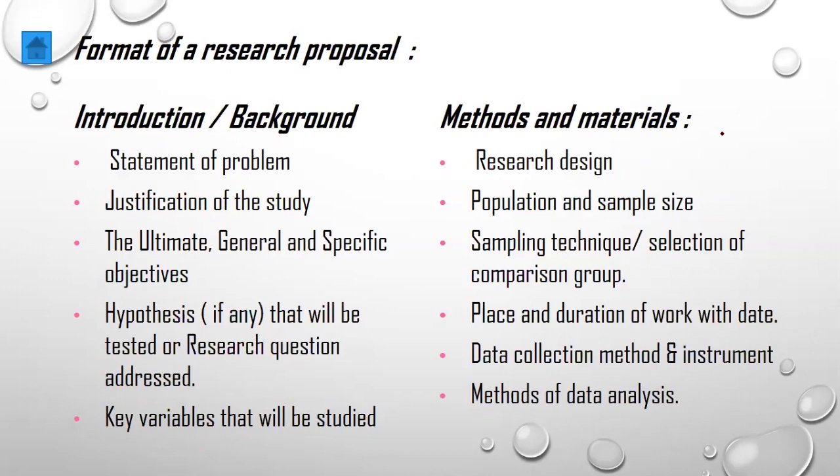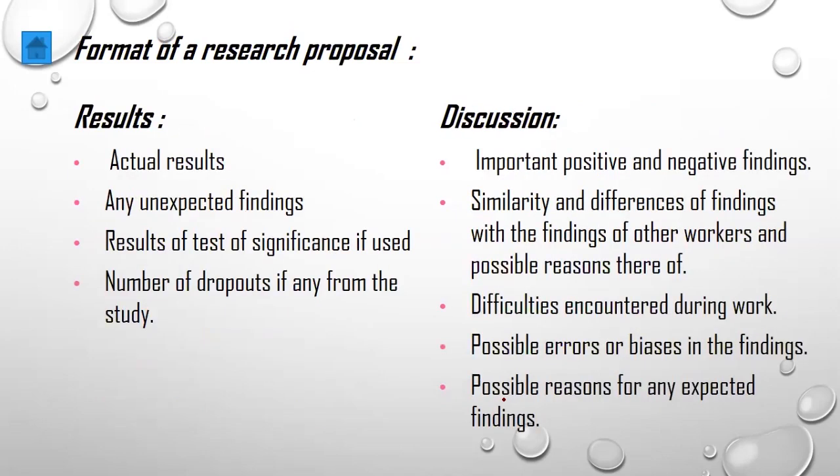In the methodology, methods and materials section, you have to write about the research design, estimated population, sample size, sampling technique, data collection method, instrument, etc., as I told earlier in the steps of research. In the results section, you include the actual results, any unexpected findings, and also the test of significance. If you are preparing the protocol, then you will write about what test of significance will be used to test the data.